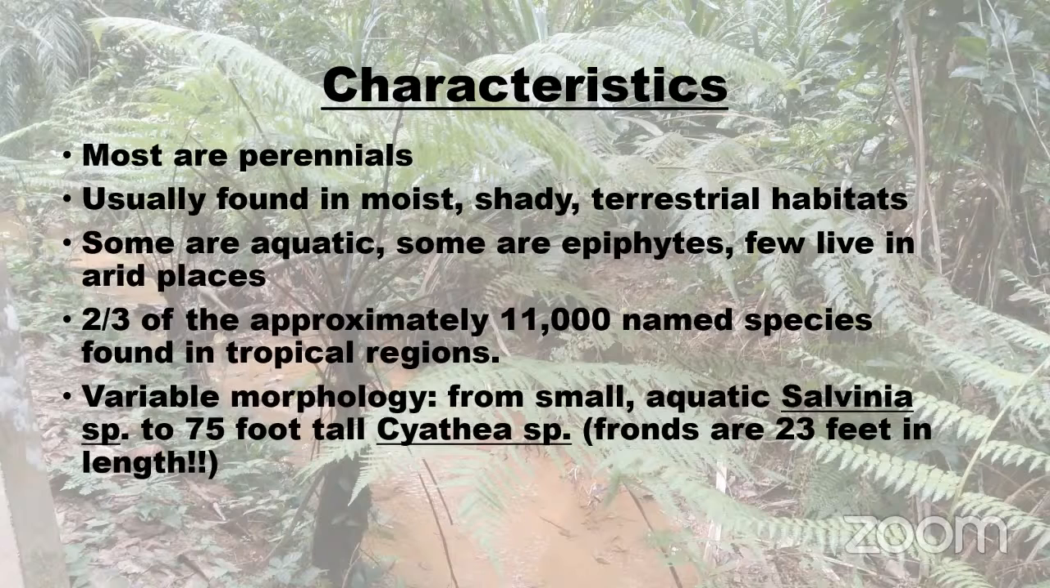Ferns have very variable morphology. Some are very small. One called Salvinia is small and aquatic, but they can also be truly enormous. There's a 75-foot tall one, Cyathea, and the fronds are 23 feet in length. Like the fern leaves, that leaf structure is called a frond when we're talking about ferns, 23 feet long. And so super, super variable in what they're going to look like.